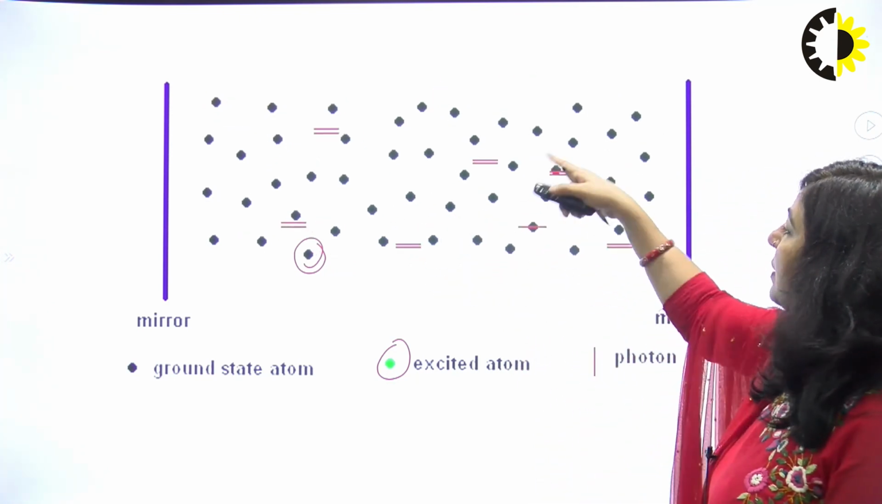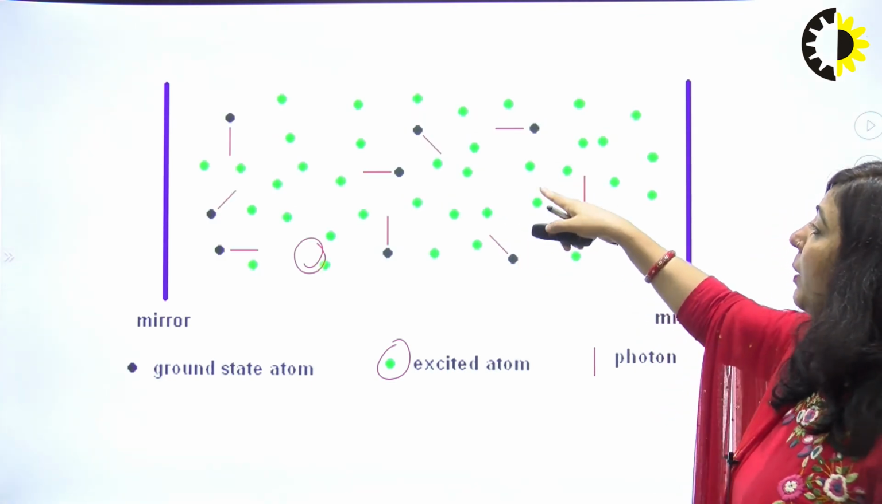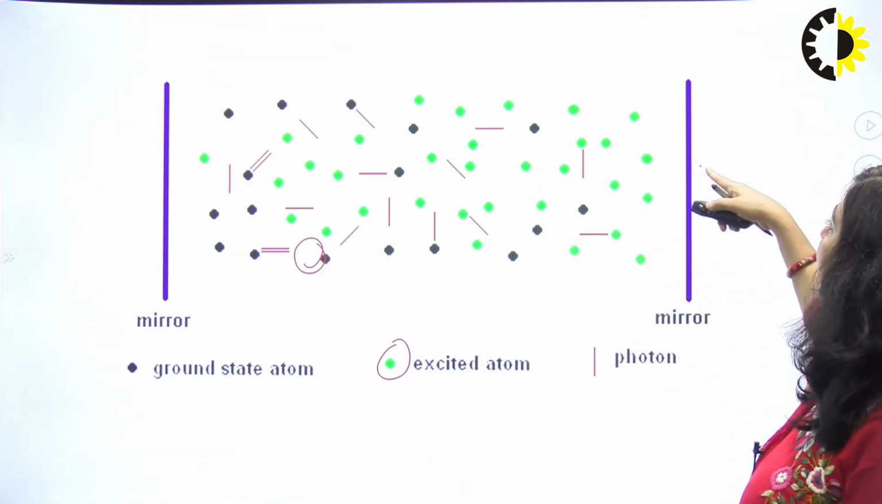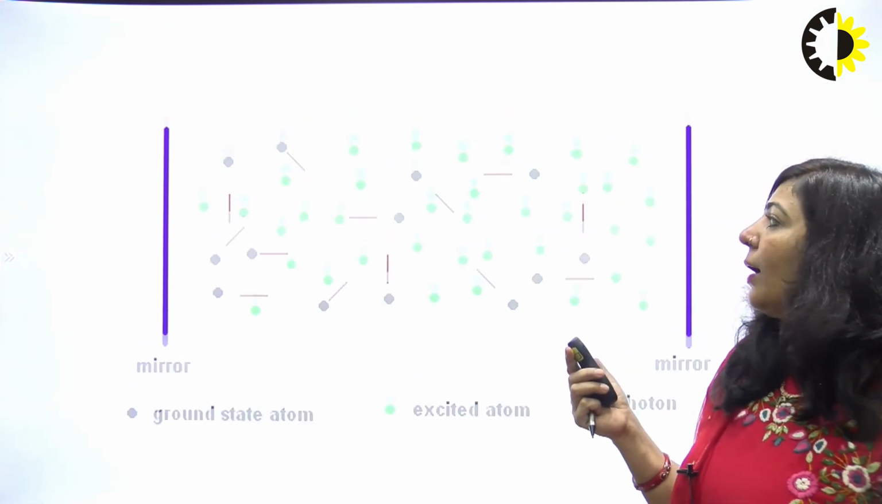The number of these red lines or photons will go on increasing, and when they become very high, then laser light is obtained from the partially reflecting end. So this is the working of a laser system.